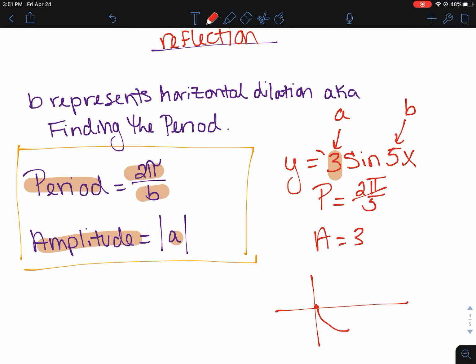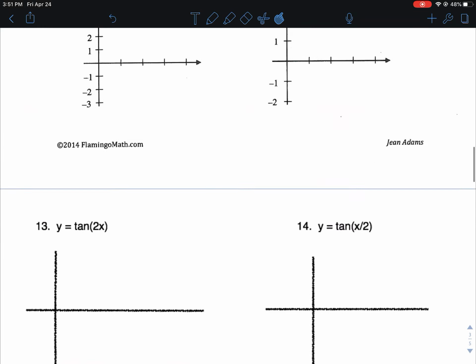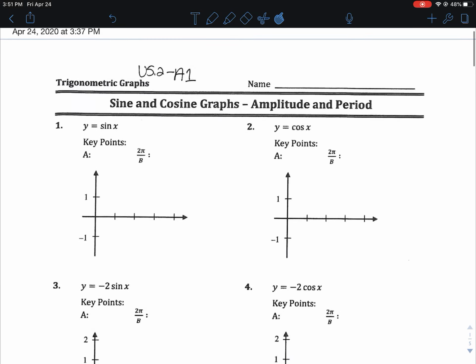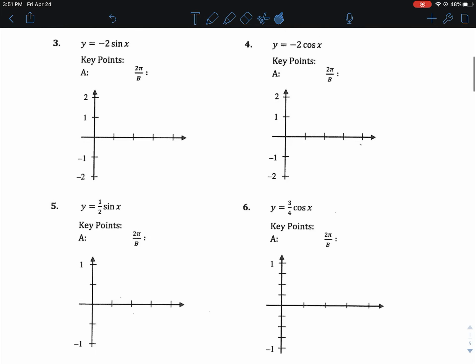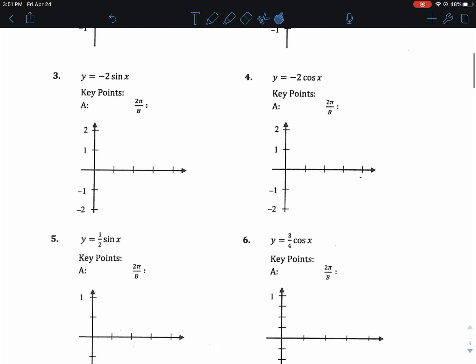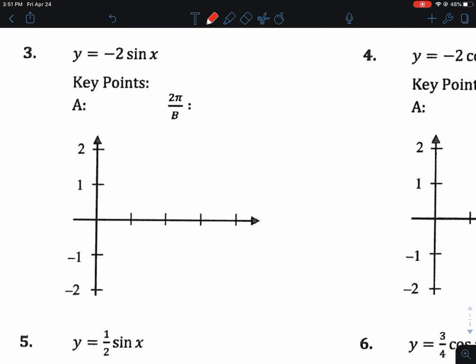So let's go try a couple practice ones and see what we can do with your practice questions. So the first two are the most basic ones. But then let's try maybe -2 sine x. All right. So the first thing that we see is it wants me to identify the amplitude and the period.